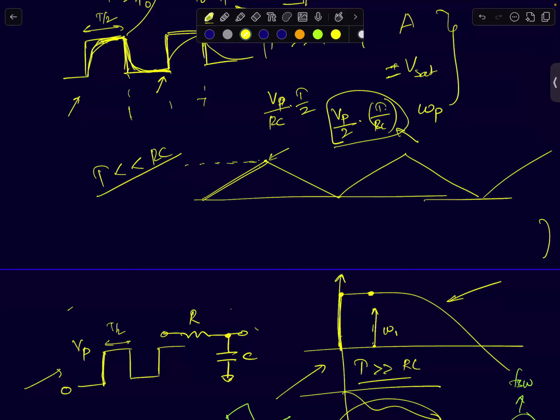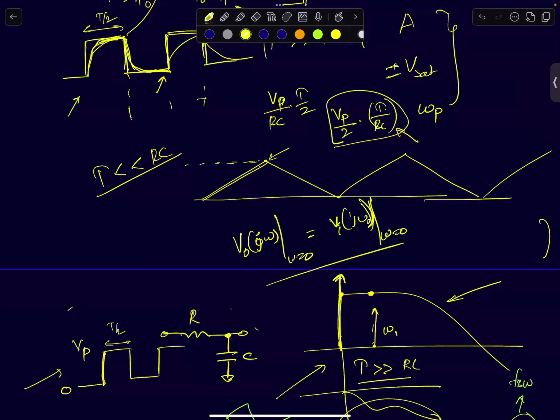Then I just explained using frequency response analysis that the DC value at the output, Vo of j omega at omega equal to 0, will be the same as the DC value at the input, Vi of j omega at omega equal to 0. This follows from the fact that the DC gain is 1. Which means the output DC value should be V peak by 2. How is the circuit actually reaching this DC value, if we are not even giving it time to charge, and the capacitor is never getting charged to V peak?